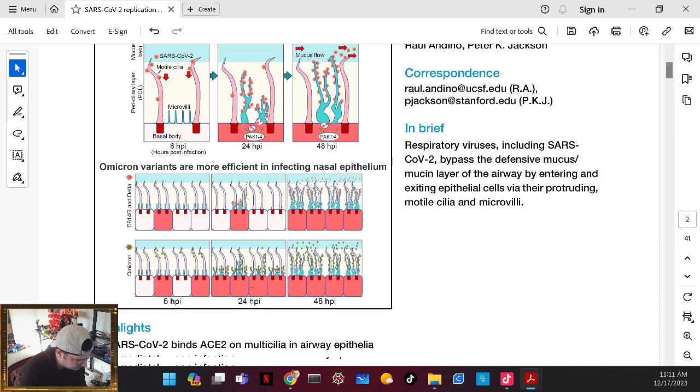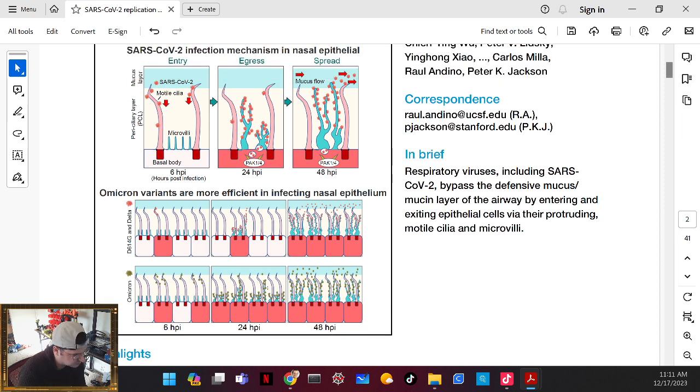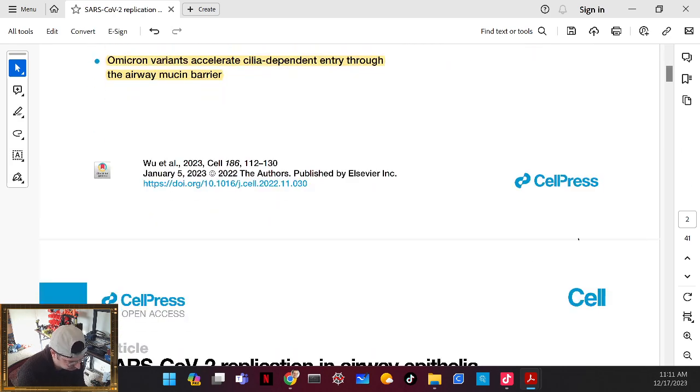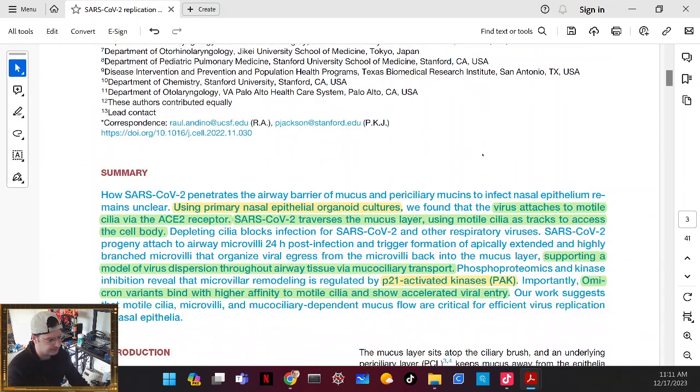What's HPI? Hours post-infection. So from what they're saying, you have your COVID entry, they're being transported on these motile cilia, and sort of rolling down to the microvilli. And then something's growing, don't know what that is, and then it's sort of infecting. That seems to be their general workflow here, okay.